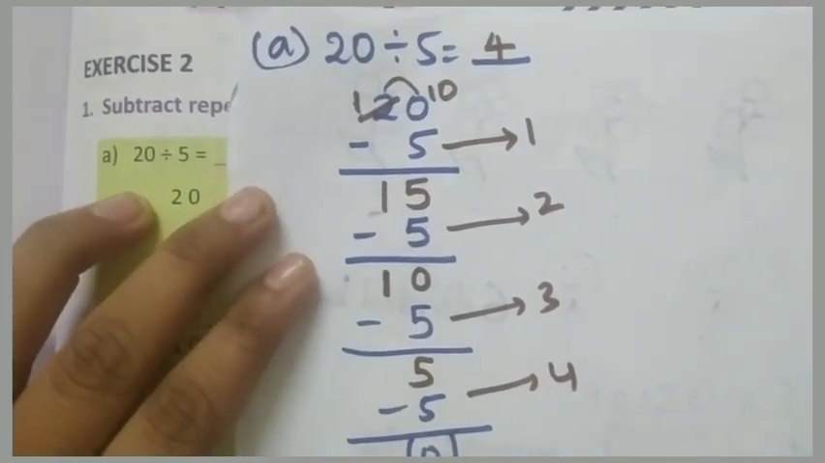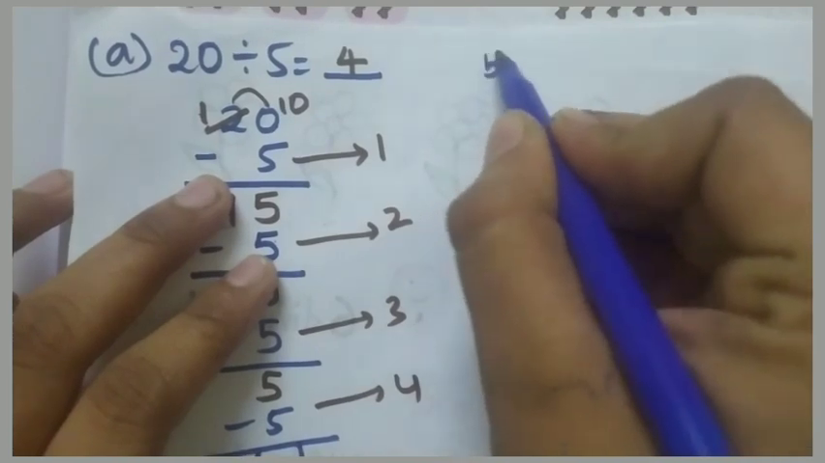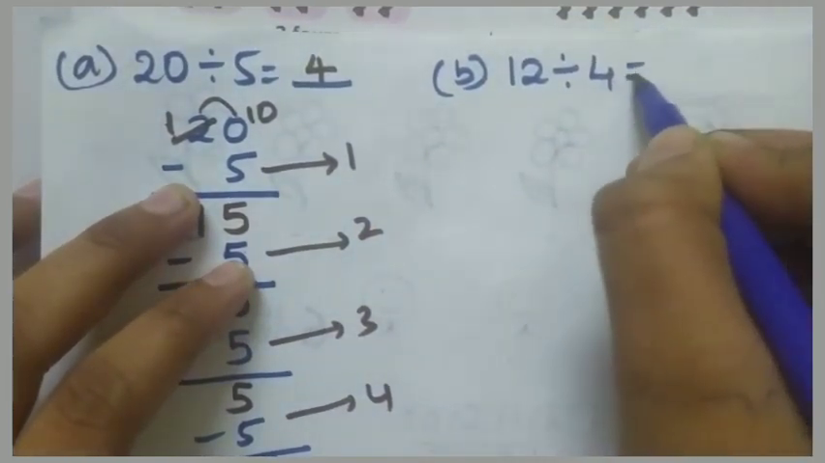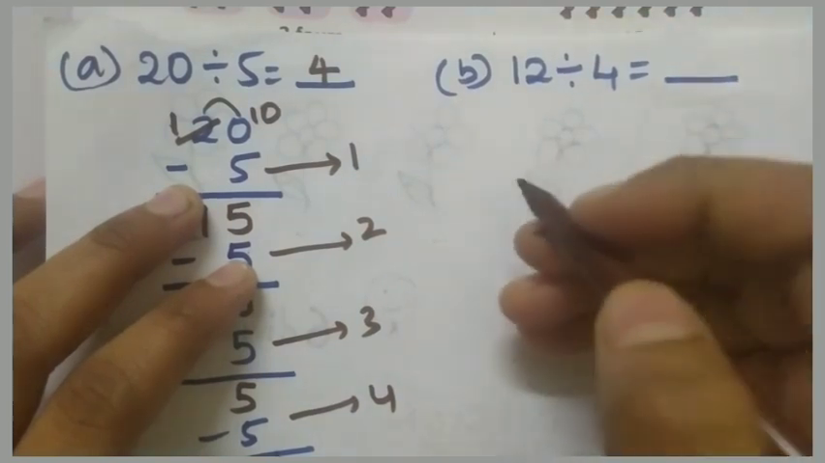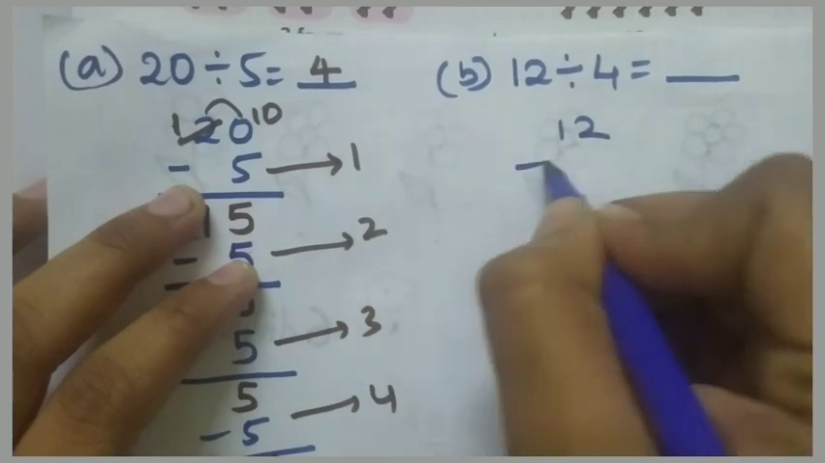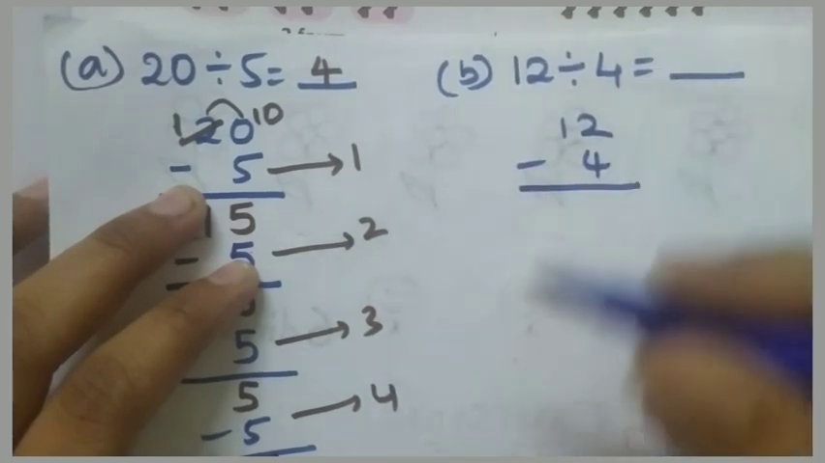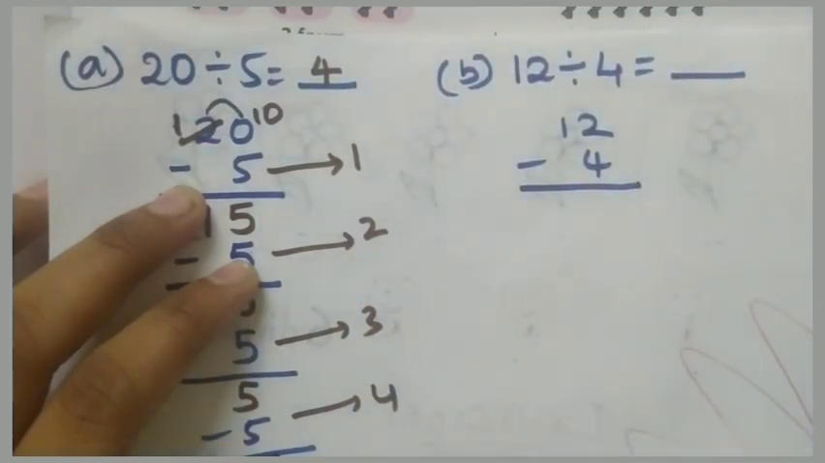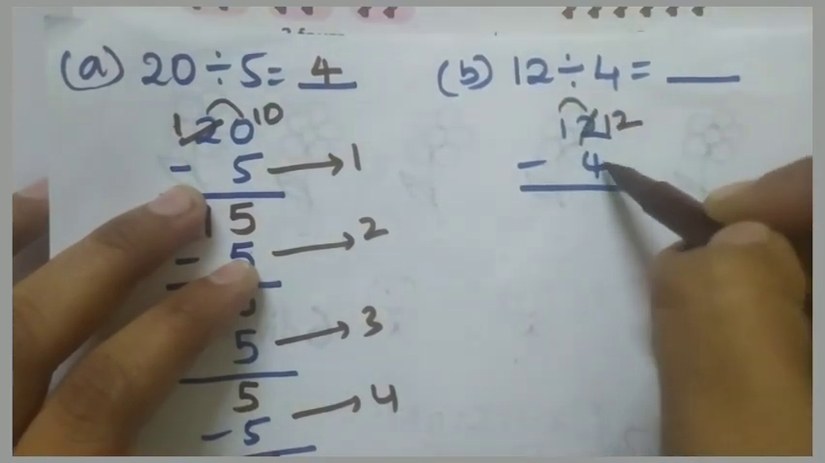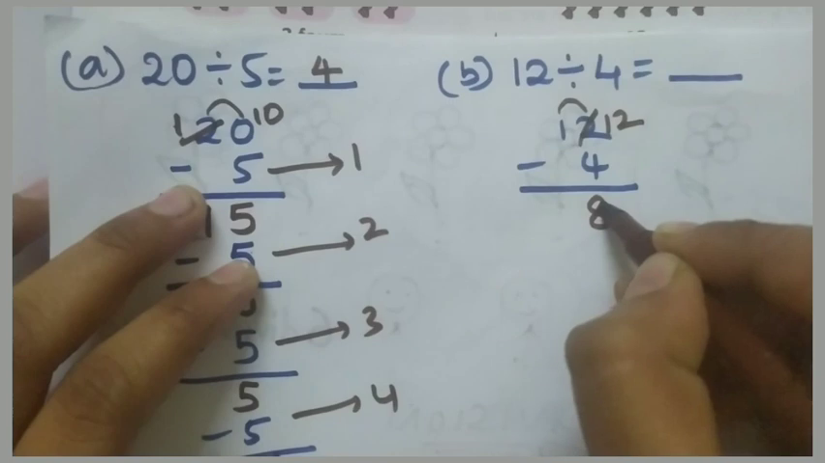Now I will explain one more example. For example, 12 divided by 4. So we'll write like this: 12 minus 4. From 2 we cannot subtract 4, so we'll take a borrow. It will be 12. 12 minus 4 is 8.